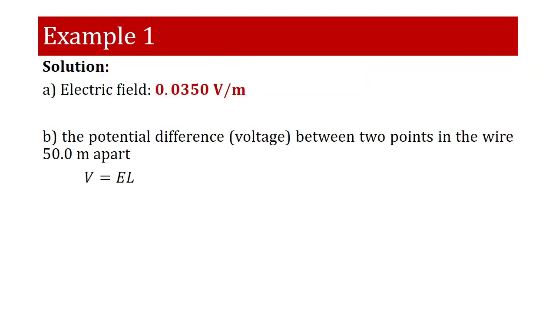Next, the potential difference or voltage between two points in the wire 50 meters apart. Our formula for this is voltage equals electric field times the length. This was covered in the previous lessons, we just didn't cover it here; it is in the textbook. So you substitute E, 0.0350 volts per meter, times length of 50 meters. So you get 1.75 volts.